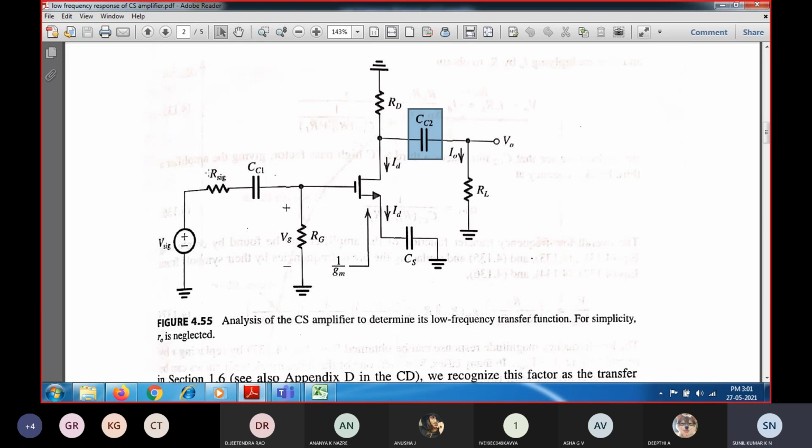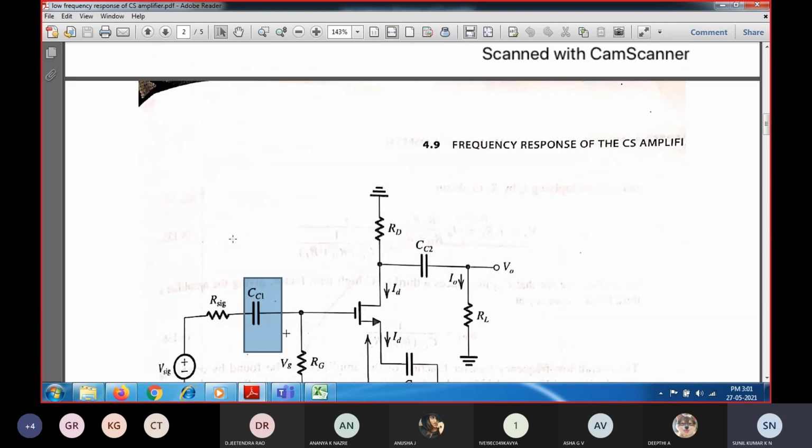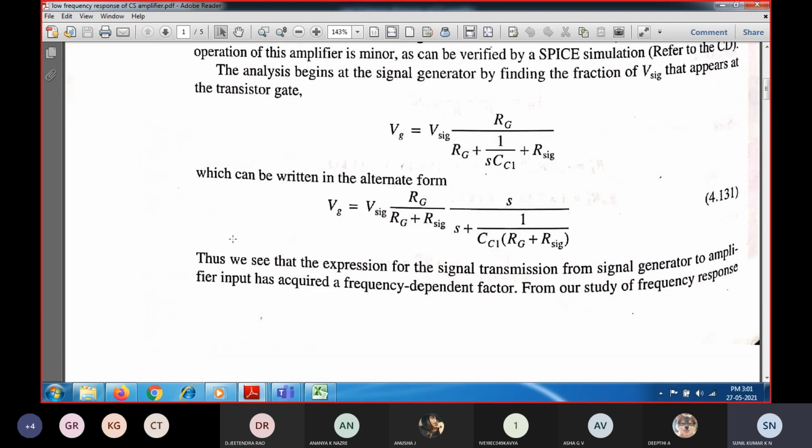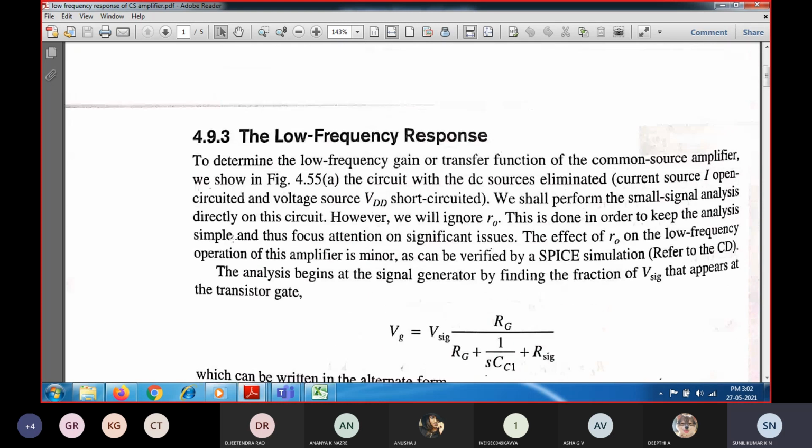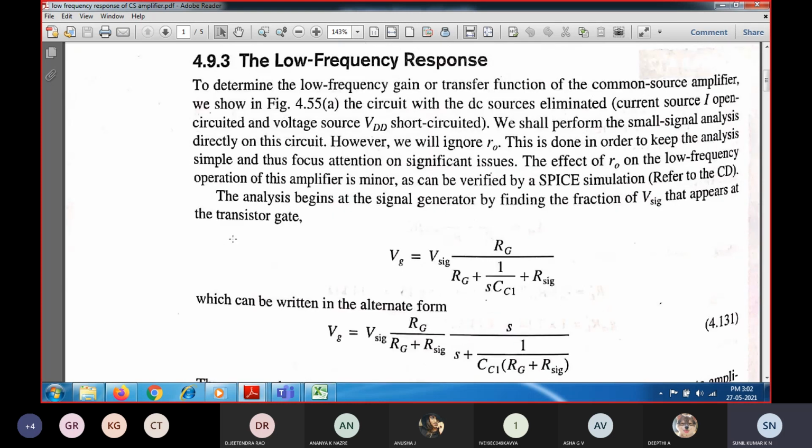Directly, if I consider the circuit diagram, we can see V signal and R signal dash, which is nothing but a signal source, through which coupling capacitor CC1 is being coupled to the input side. We can see the analysis of the circuit for this one. So this is the low frequency response.